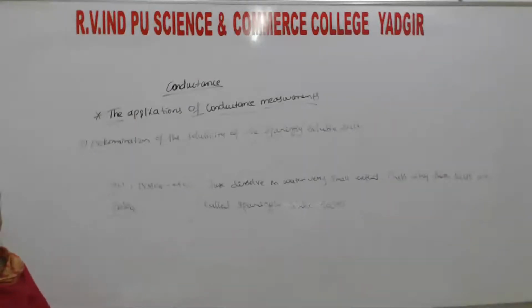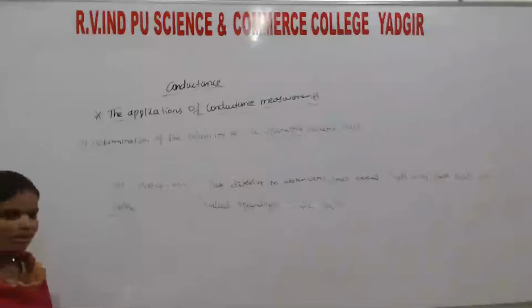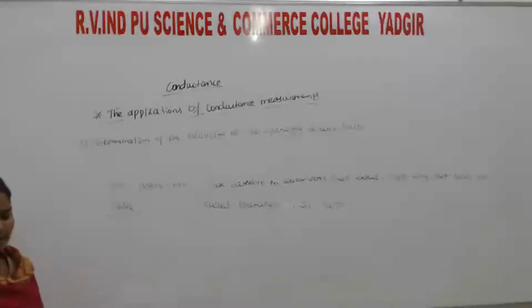The solubility of such salts can be calculated by the application of Kohlrausch's law. You are finding the determination of the solubility of the sparingly soluble salt using the conductance law and conductance measurements. Here K is denoted as the specific conductance of the solution, and the solubility of the salt is in gram equivalent.